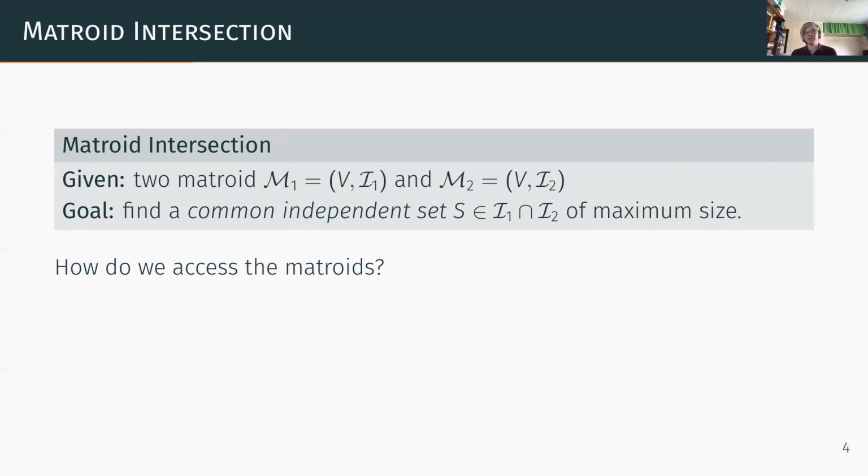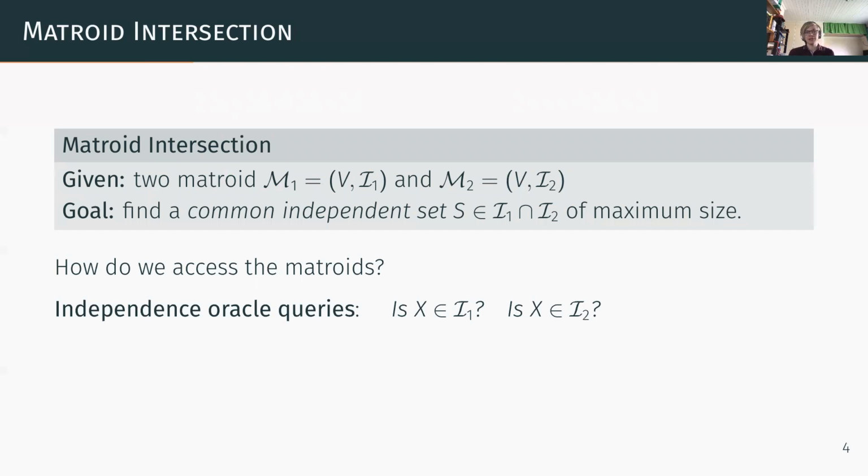One thing we have to discuss is how we actually access these matroids. These notions of independence can be quite arbitrary, so we need some specific way of accessing the matroids. And we use the classical independence oracle model, where we are allowed to ask independence queries. So we can specify some set of elements X and ask whether it's independent in either of the matroids. I also want to note that the intersection of three matroids turns out to be NP-hard.